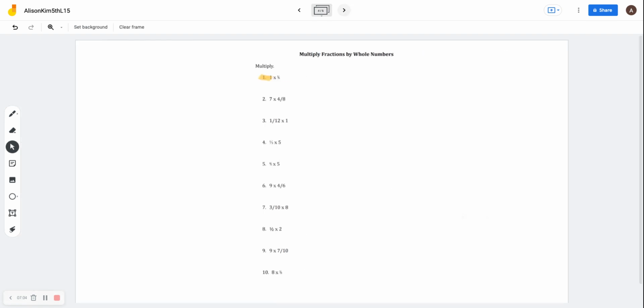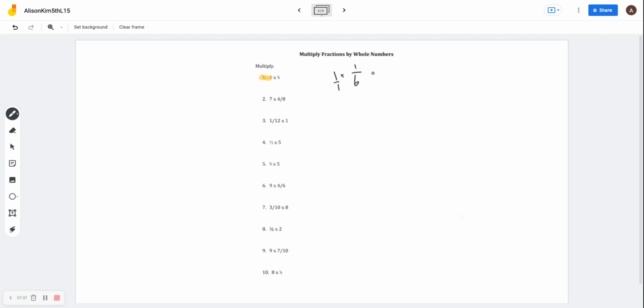Next, we're going to be dealing with multiplying fractions by whole numbers. Let's do the first one. It's a little hard to read, but it says 1 times 1 over 6. So when you're multiplying fractions by whole numbers, it's actually really easy because as we know, for fractions we're already given a denominator. But for whole numbers, we're not given a denominator. But what we know is that every whole number is always going to be over 1. So 1 is going to be 1 over 1.